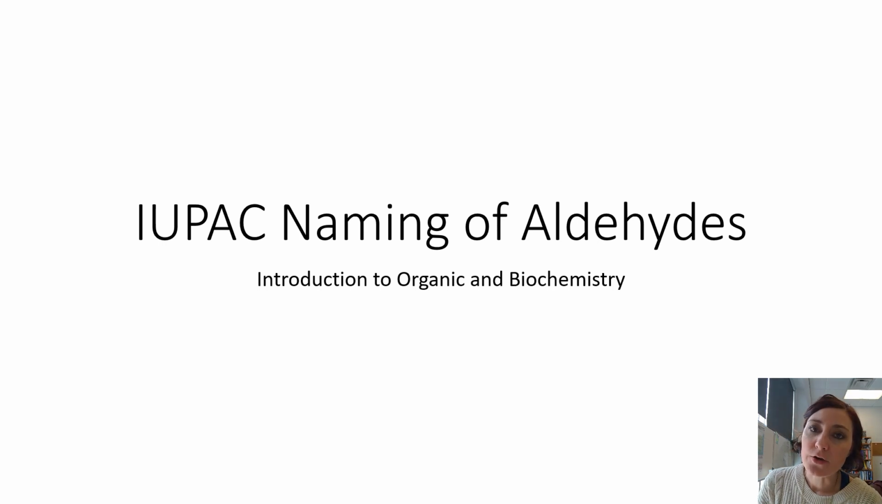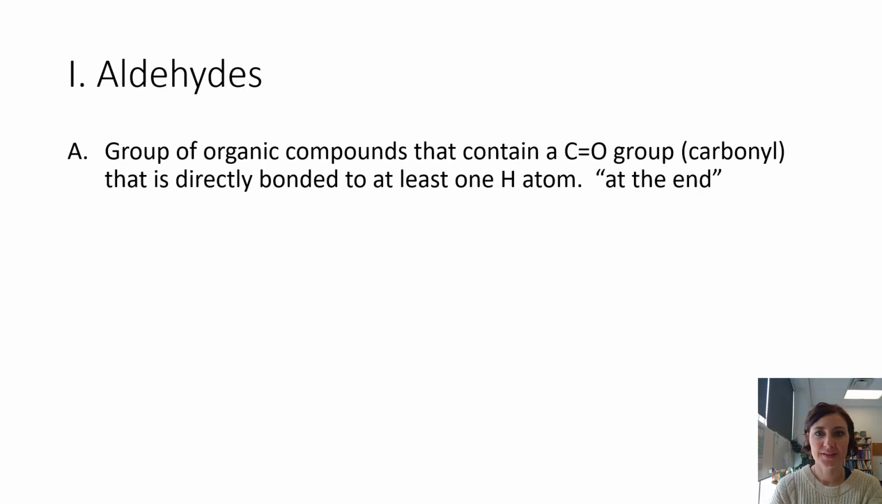In this podcast, we're going to go over the IUPAC rules for naming aldehydes. Aldehydes are a group of organic compounds that have a carbonyl in them. And what makes an aldehyde and not a ketone is that your carbonyl group is going to be bonded to at least one other hydrogen atom. So it's going to appear that your carbonyl is at the end of a carbon chain.